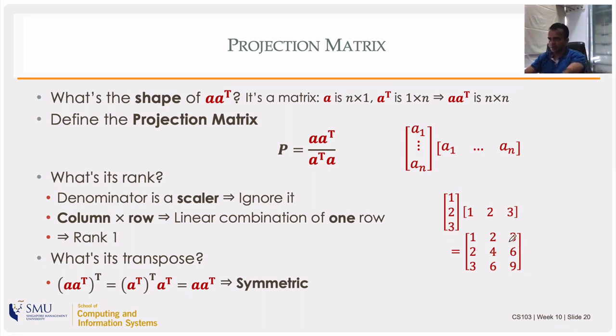So the first row is 1, 2, 3. So 1 times 1, 1 times 2, 1 times 3. The second row is 2 times 1, 2 times 2, 2 times 3. So 2, 4, 6. The third one is 3, 6, 9. So you can see that the matrix, the second row is just twice the first row. The third row is 3 times the first row.